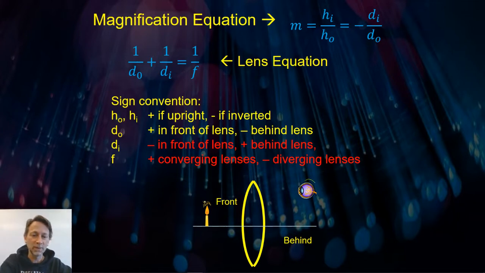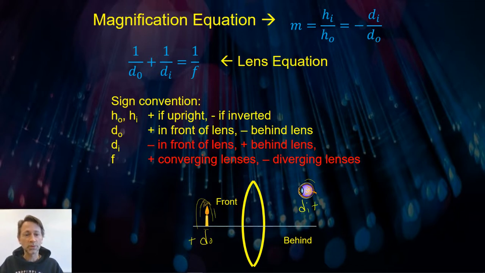So since my object is on the left side and I'm looking at it from the right side, if my object is where it should be, then that DO is going to be positive. If my image is where my eye is, because that's really what I want to see, then I'm going to have a DI that's positive on this side.